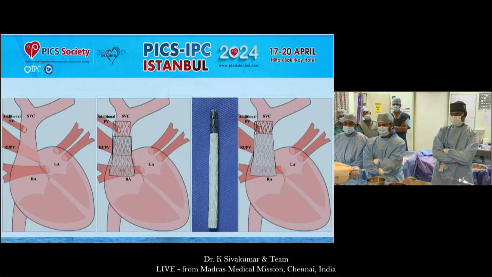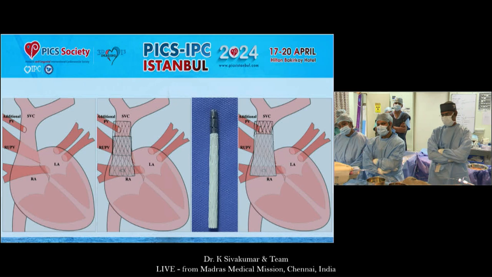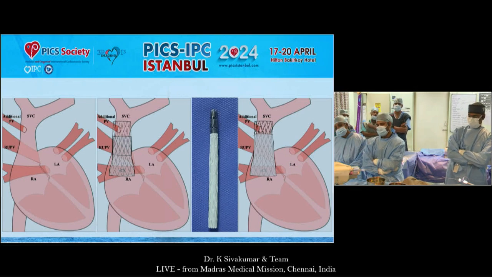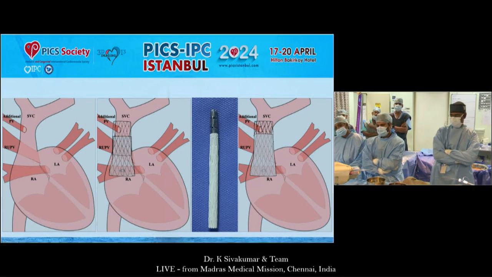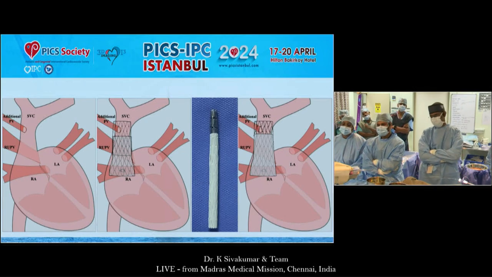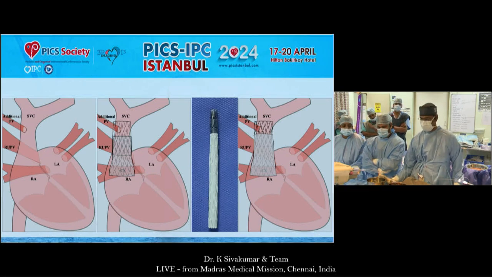This is the schematic representation of this patient's anatomy. In the first image, you can see that the RUPV is draining into the SVC-RA junction. There is an additional pulmonary vein draining above. So in order to prevent occlusion of this additional pulmonary vein with the cover stent, the common strategy that is followed is we use a bare metal stent on the top and a cover stent on the bottom in an overlapping fashion. And in this case, we are planning to do a new thing which will be shown during the procedure.